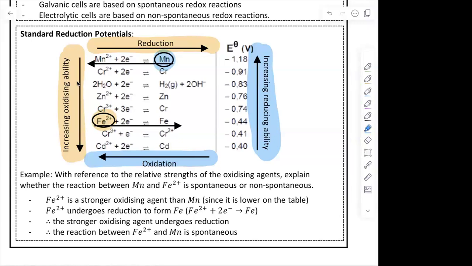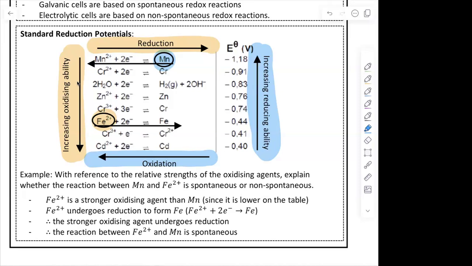So we can see that Fe2+ is a stronger oxidizing agent than manganese, since it is lower on the table, or it's got a more positive E naught value, right? Which means Fe2+ is going to undergo reduction to form Fe. We can clearly see that on that side there. Therefore, the stronger oxidizing agent undergoes reduction, as we expect, which means the reaction between Fe2+ and manganese will be spontaneous.